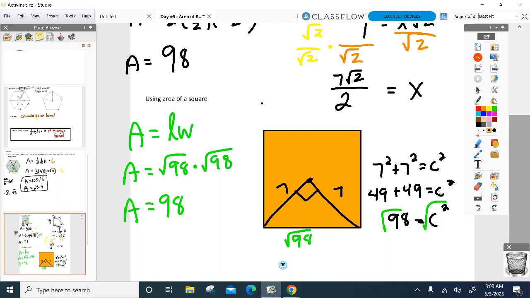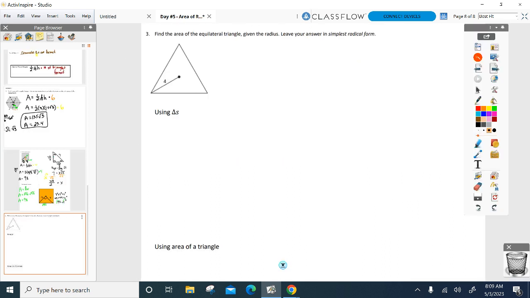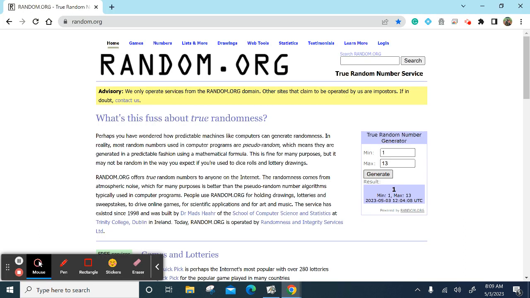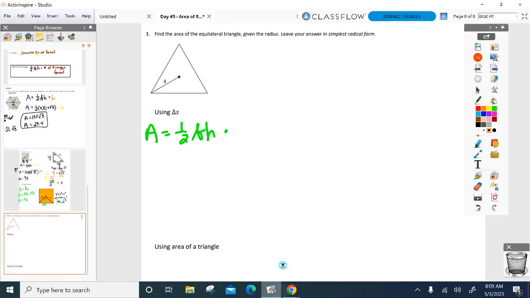Questions here? All right. Last one for today. Equilateral triangle. The fact that it's equilateral is huge. All right, using the triangle method again. So 1/2 base times height times what now? How many triangles would I form in this one? Anna? How many triangles would I end up forming if I drew in all 3 radii? 3. Yep.